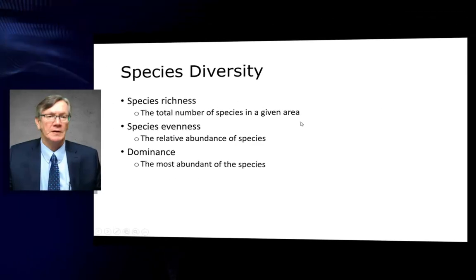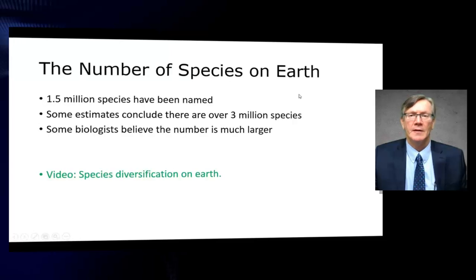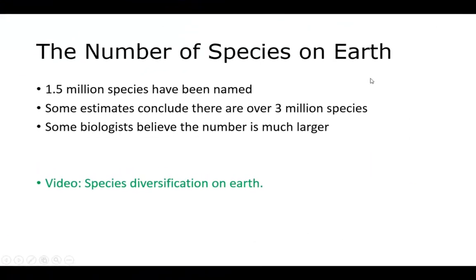Species diversity: species richness, the total number of species in a given area. Species evenness, the relative abundance of species. Species dominance, the most abundant of the species. The number of species on Earth: 1.5 million species have been named. Some estimates conclude there are over 3 million species. Some biologists believe the number is much larger.